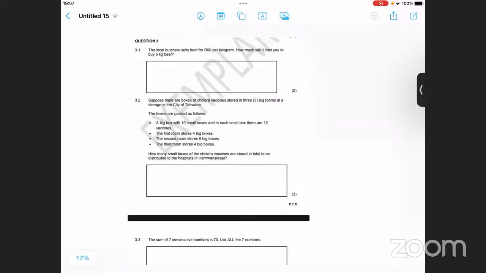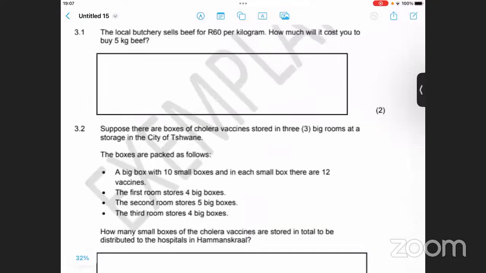Okay. Are you able to see the screen? I can't see it. Okay. How about now? Yes, I can see. Is it fine now? Are you able to? Okay, cool.